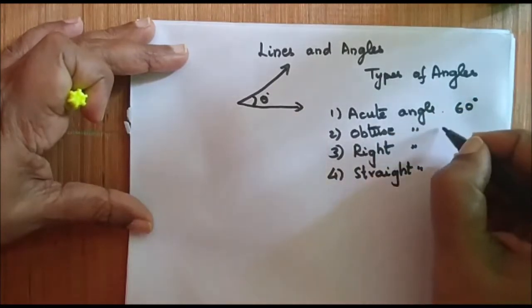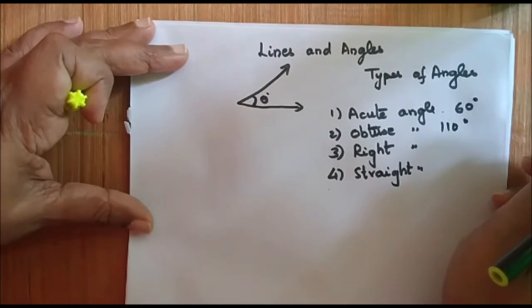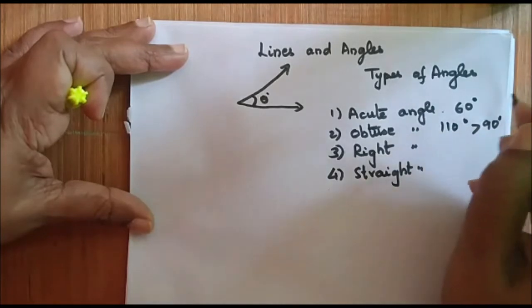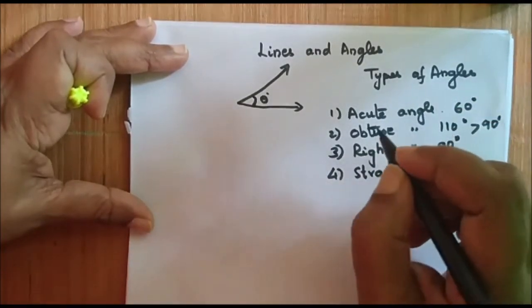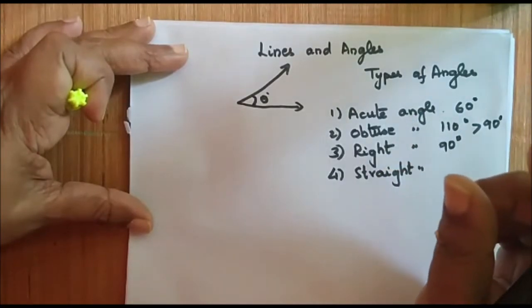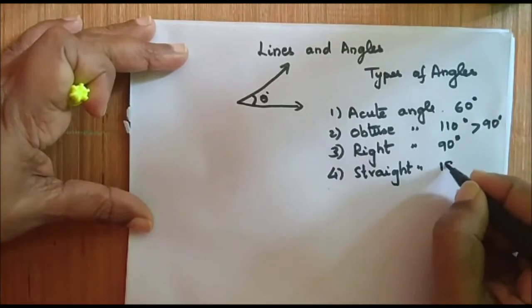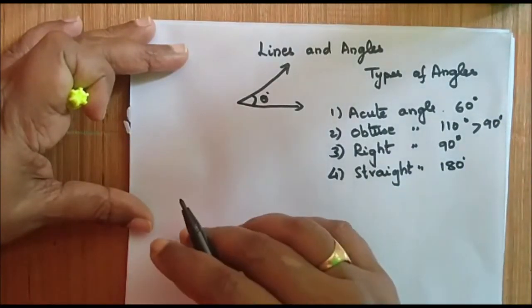What do you mean by obtuse angle? If I say 110 degrees, is it an obtuse angle? Yes, because it is greater than 90 degrees. Okay. Now what is a right angle? An angle whose measure is 90 degrees is called a right angle. Similarly, what is a straight angle? An angle with 180 degrees is called a straight angle.